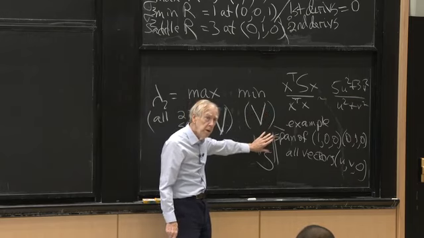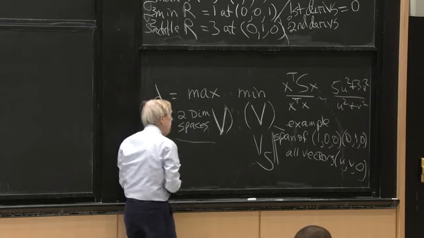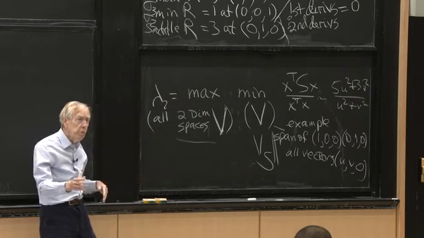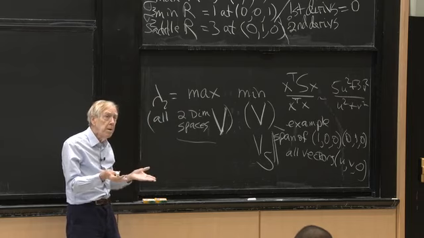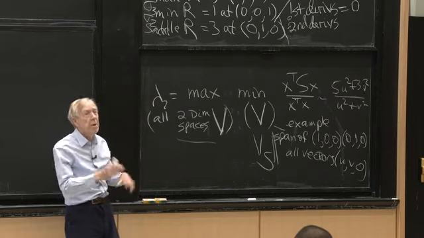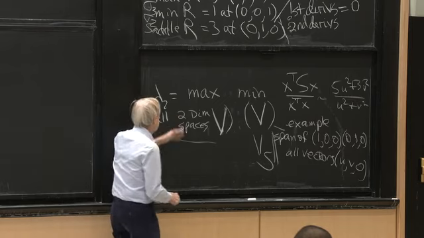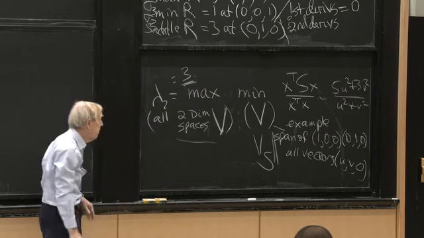the answer 3. And now I'm taking the maximum over all possible 2D spaces. I got 3 for one of the possible spaces v, and I might get higher than 3 for some other one, but actually I don't. The truth is that this turns out to be 3, which is, of course, exactly what we wanted.